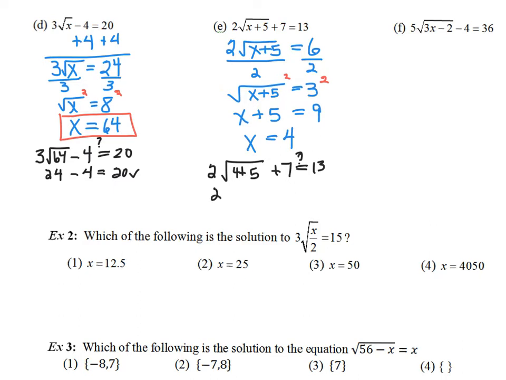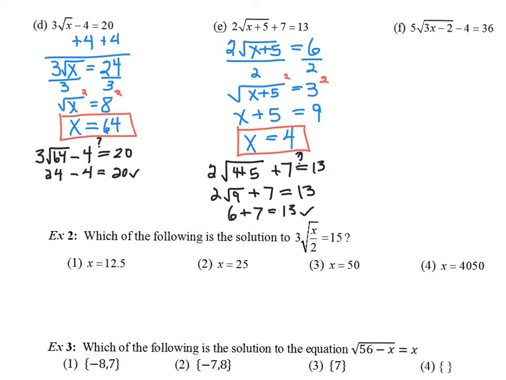So 2 times the square root of 9 plus 7, does that equal 13? 2 times 3 is 6. 6 plus 7 does equal 13. So that answer of x equals 4 is the only solution for my square root equation.